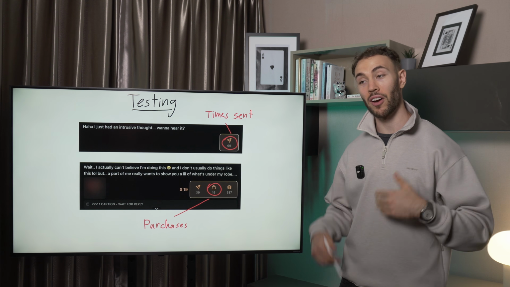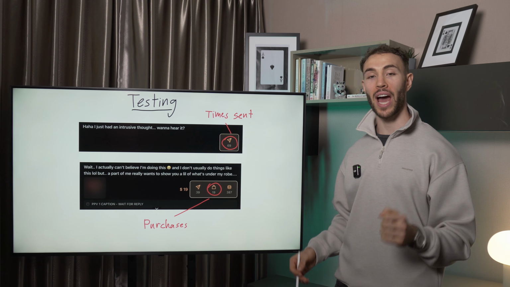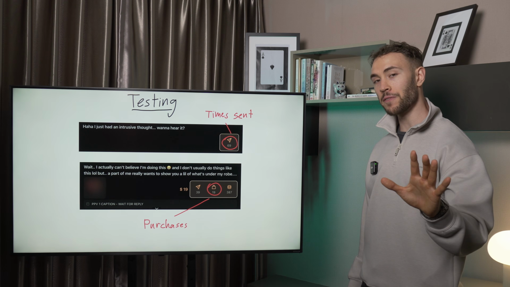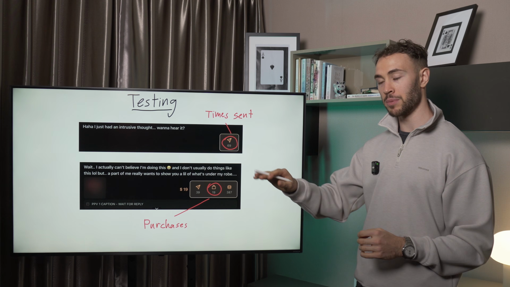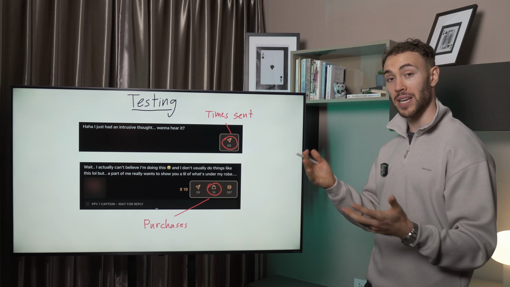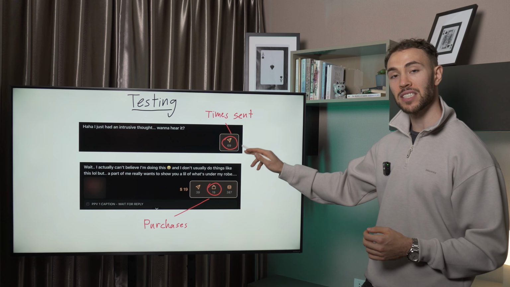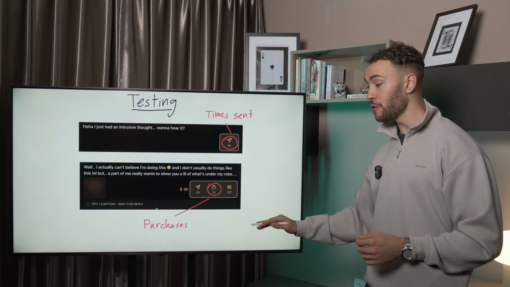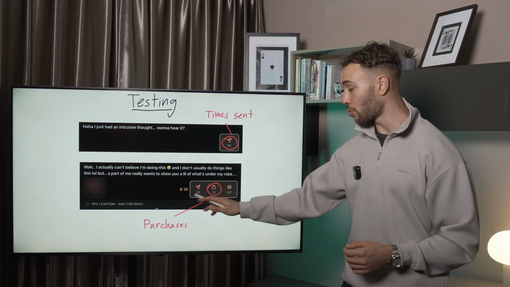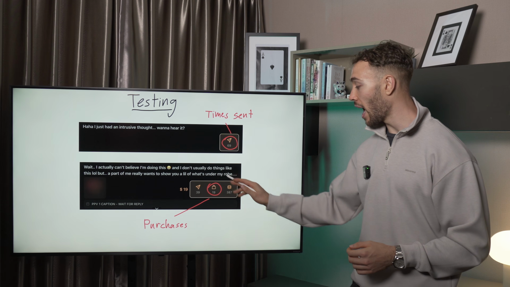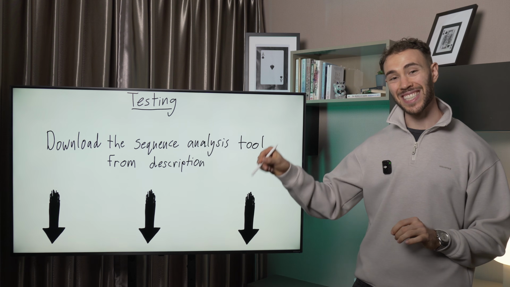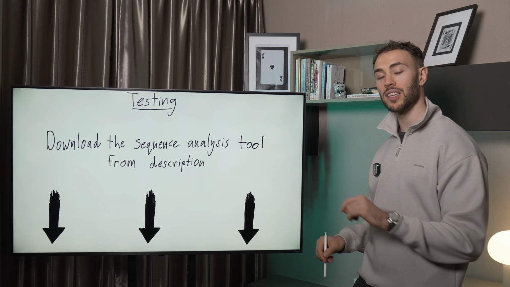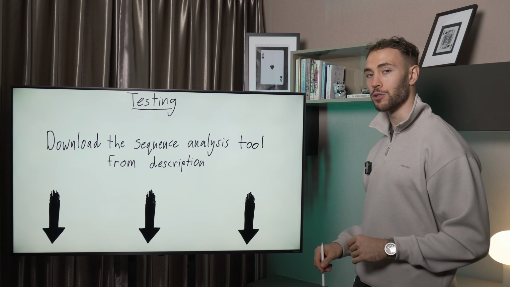I keep talking about testing sequences, but how do we actually do that? Again, this is for Infloww, but when you look at the sequence and you can see all of the steps, for normal steps, just messages, you'll be able to see how many times it's been sent. And for pay-per-view steps, you'll be able to see its price, how many times it's been sent, and the amount of times it's been purchased. Now quickly, I want you to download the sequence analysis tool that I've put in the description because I'm going to show you how to use that in a second.